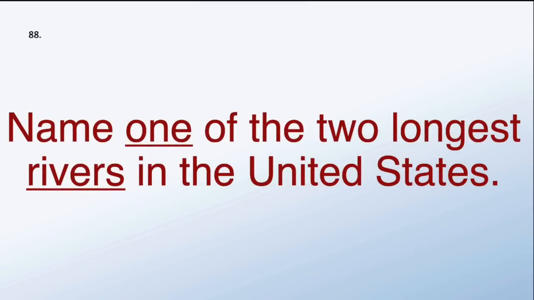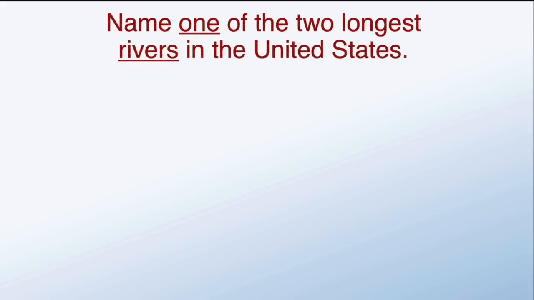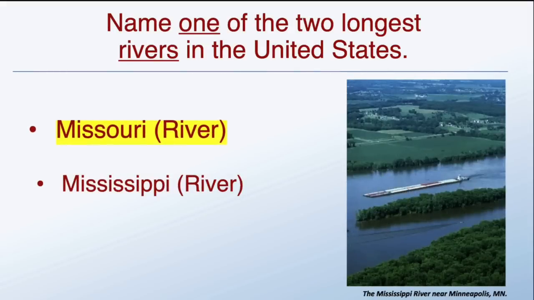Group 7, Geography. Name one of the two longest rivers in the United States. So either one of these, the Missouri River or the Mississippi River.